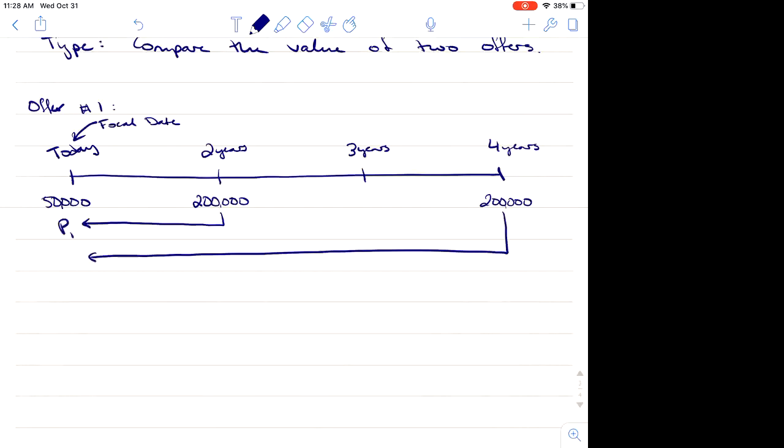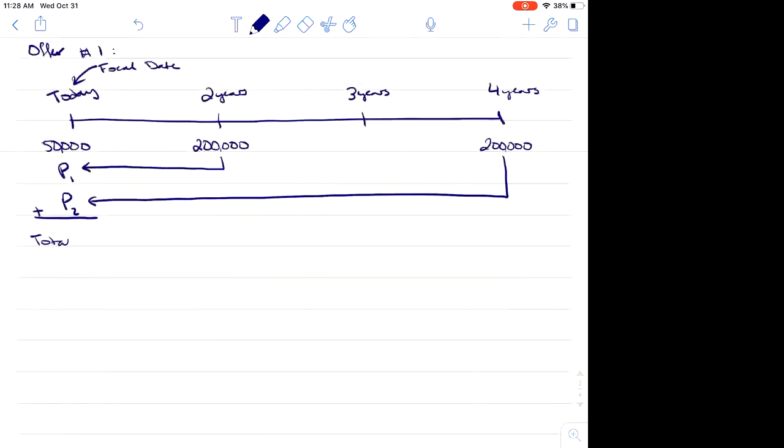Because the focal date is today, you have to pull all your payments to the focal date. And this becomes some P2. Adding these 3, the 50,000, P1 and P2, that's the total value today of offer number one.